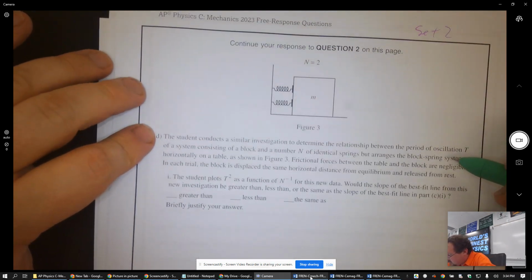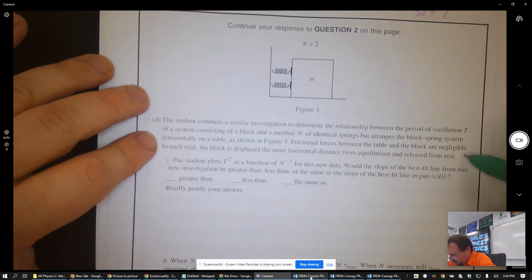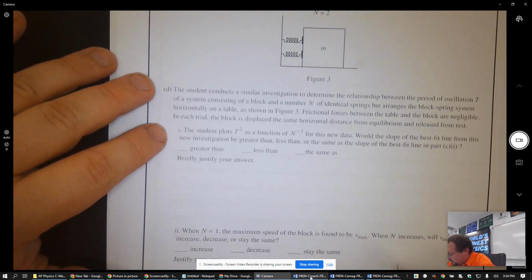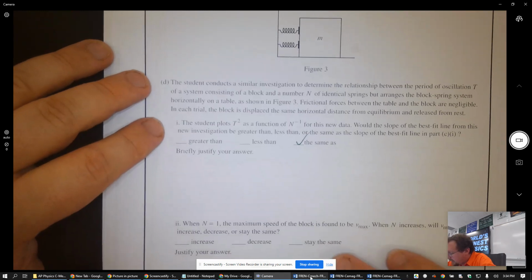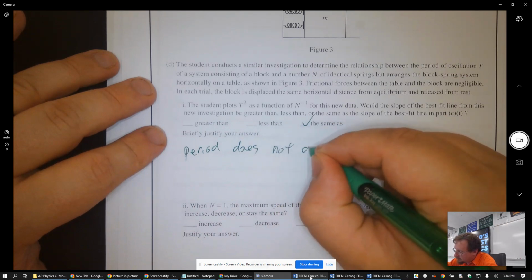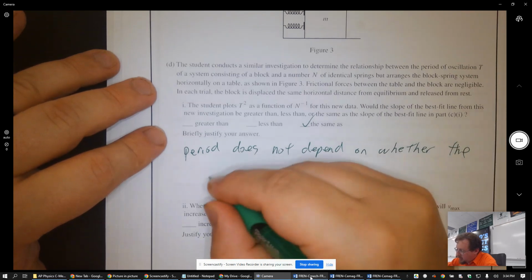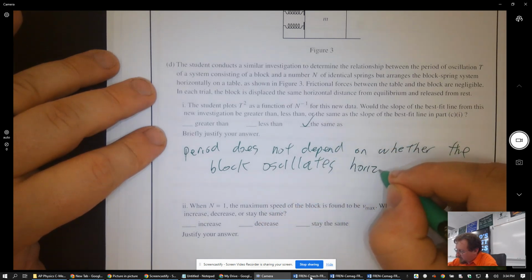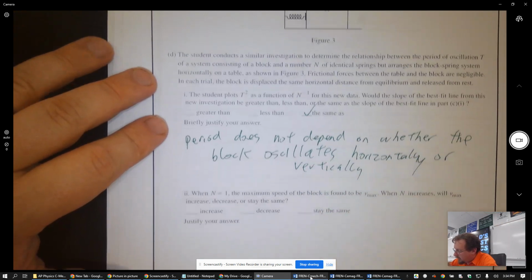The student conducts an investigation in relation to period and identical springs, arranged with the blocks horizontally. No friction, thank goodness. The block is displaced the same horizontal distance and released from rest. Would the slope of the best fit line from this new investigation be the same? Okay, it's the same. Why? Because the period does not depend on whether the block oscillates horizontally or vertically, right?